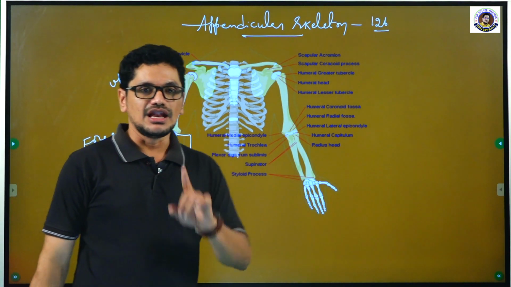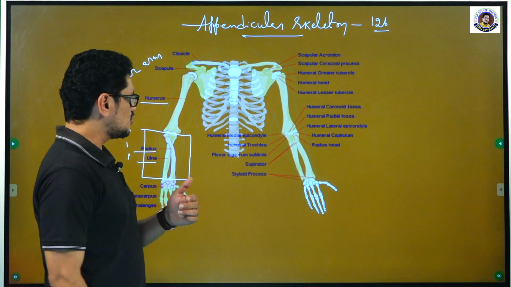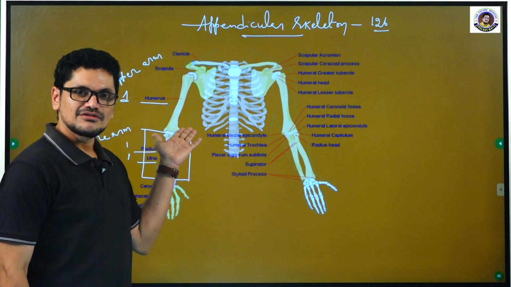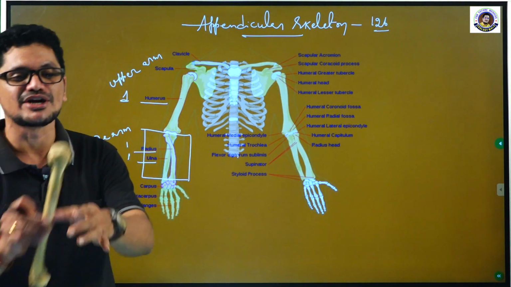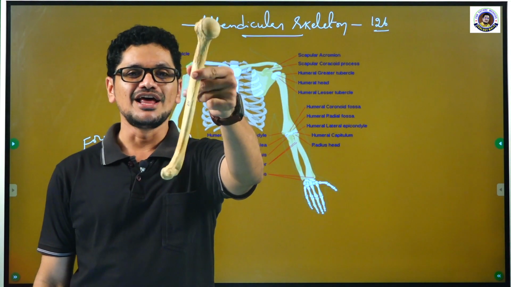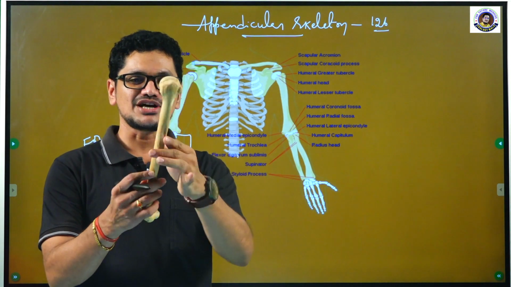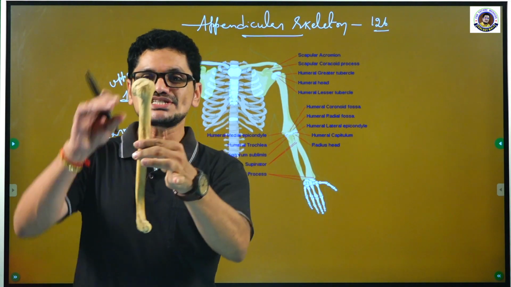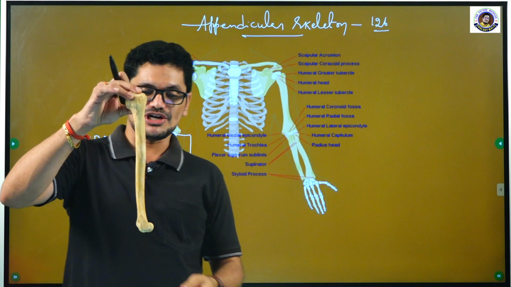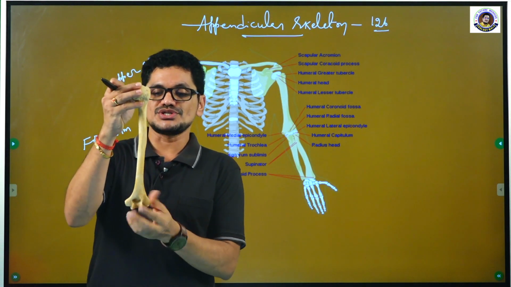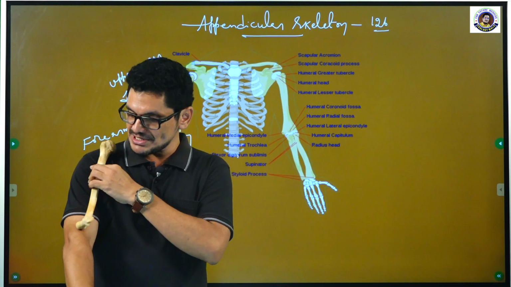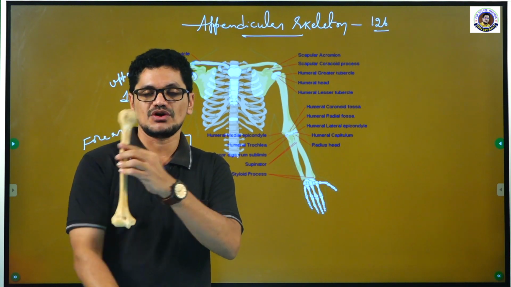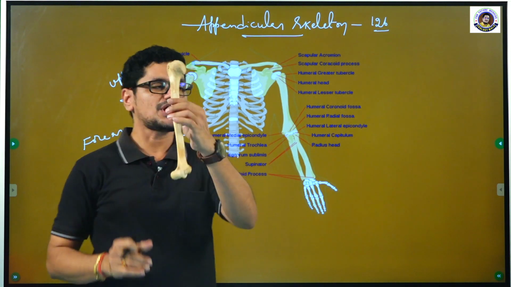First of all, let me show you the humerus bone. You may ask me, sir, the humerus bone is here, what will you show again? I will show the original humerus bone for my future medicos. So this is the original humerus bone. Have you seen this? How beautiful it is. This is the head of the humerus bone, and this is the posterior part of the humerus bone, and the humerus bone is present like this. This is the humerus, the upper arm bone.